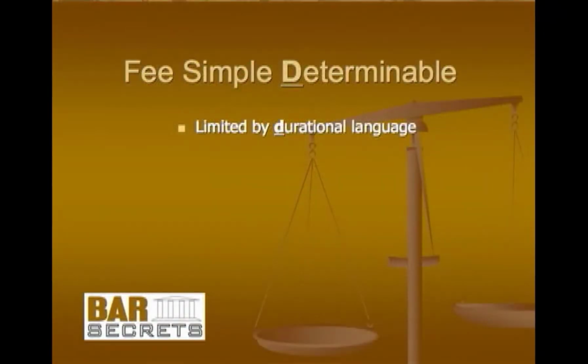This is limited by durational language. Let me give you an example. To John, so long as he stays married to Mary, my beloved daughter. All right, now that might be the kind of conveyance that may have been made back in medieval times. So that's a good way for the grantor to ensure that his daughter is going to stay married to John, and John won't leave, because the minute John leaves, then he loses the property.